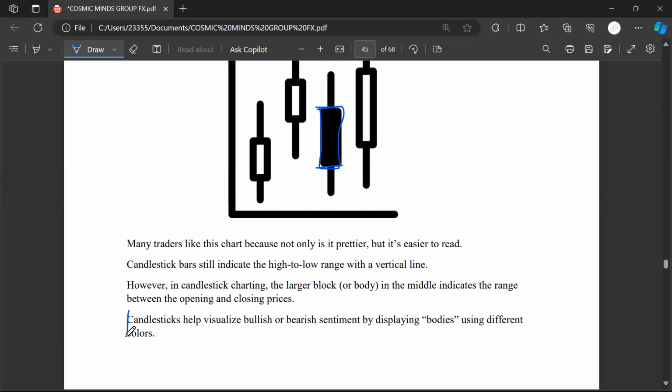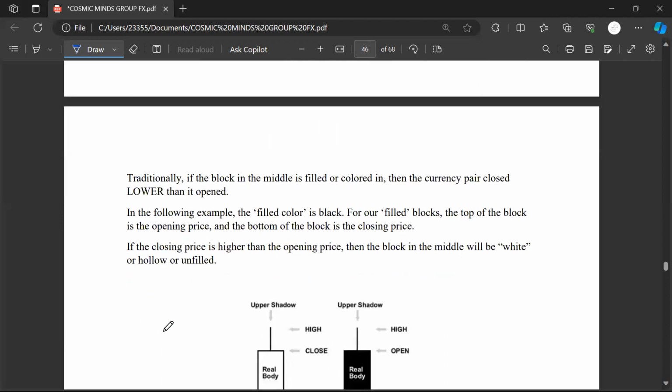Candlesticks help visualize bullish or bearish sentiment by displaying bodies using different colors. So this is where you have to know the nature of that candlestick, what type of candlestick it is. Sometimes, in order to know that conveniently, we use colors to represent the candles, to know whether it is bullish or bearish. We have two types of candlesticks: bullish candlesticks and bearish candlesticks. You will look at them as you progress. Now, traditionally, if the block in the middle is filled or colored in, then the currency pair closed lower than its open. No worry, I will explain here.